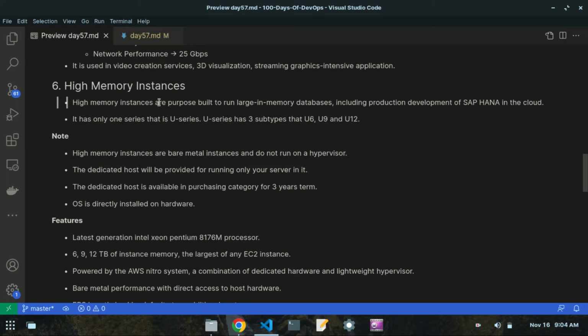So the high memory instances are purpose built. So you will purposely build this from the AWS, and you will request this, and they will run largely on in-memory databases, including production development of SAP HANA in the cloud. Alright, so the SAP HANA applications that will be run on the cloud with the help of this high memory instances, and more applications also. And it has only one series, that is called U series. Alright, U series has subtypes, that is called U, U6, U9 and U12.